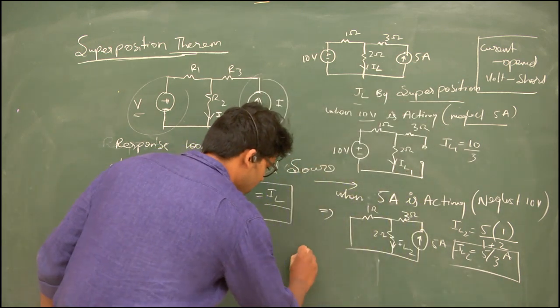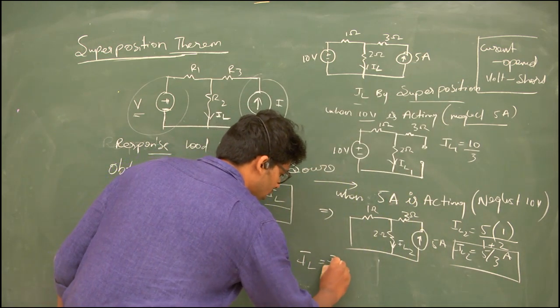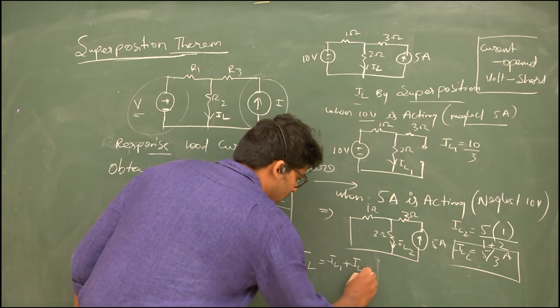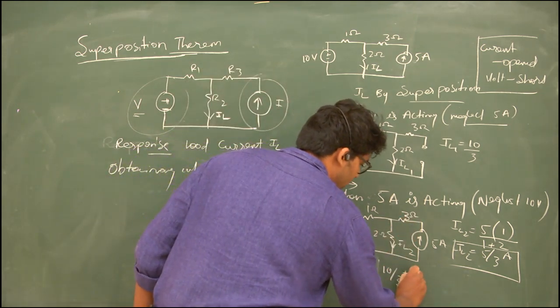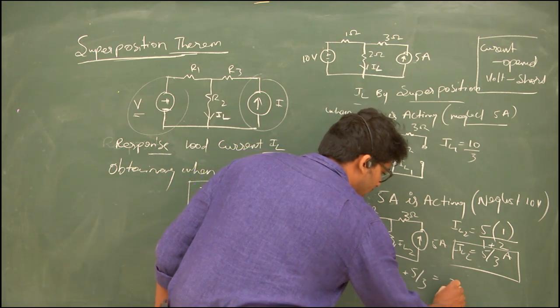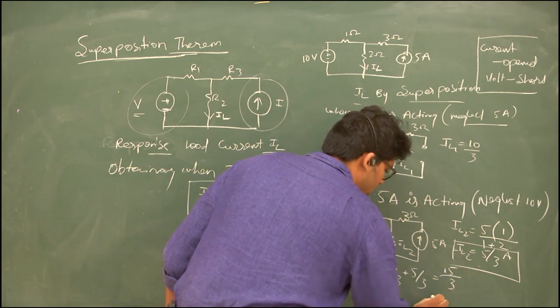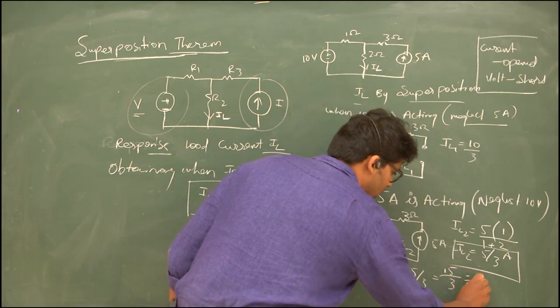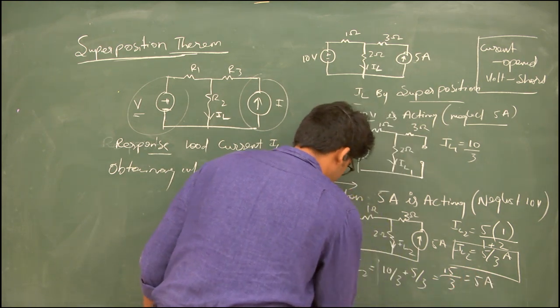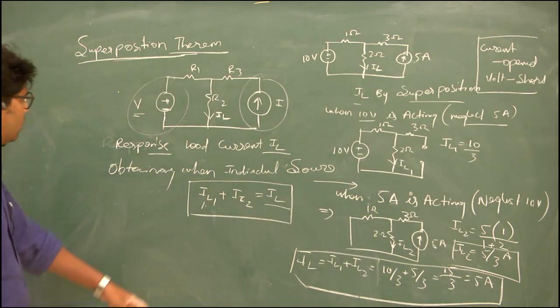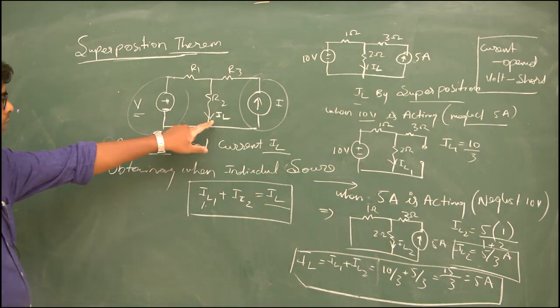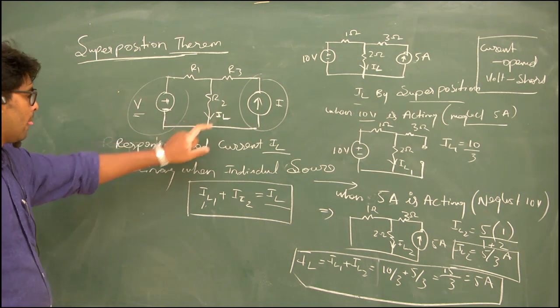Therefore, the total response, that is IL equal to IL1 plus IL2, that is IL1 is 10 by 3 plus 5 by 3. So you obtain the value of 15 by 3. 3 is common, so that is the value of 5 amps flowing. So by superposition theorem, we obtain 5 amps flowing through this load RL.